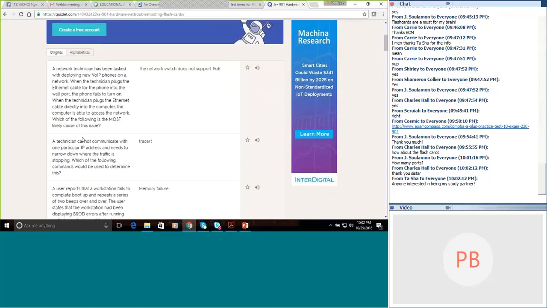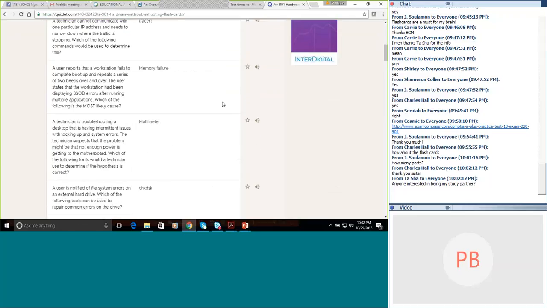A technician cannot communicate with one particular IP address. It needs to narrow down where the traffic is stopping. Which of the following commands would you use to determine this? Traceroute. You got to know what traceroute is to be able to know that that's how you track down where traffic is stopping, where traffic is going. So these are actual questions, the type of questions that you would see on the test.